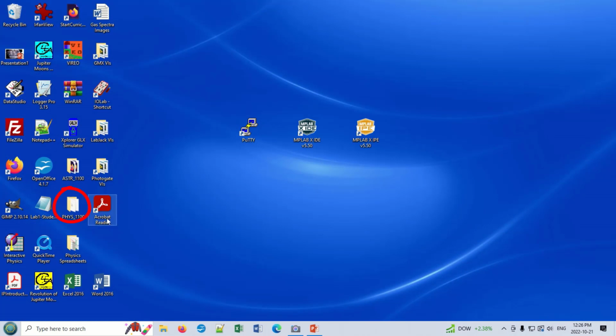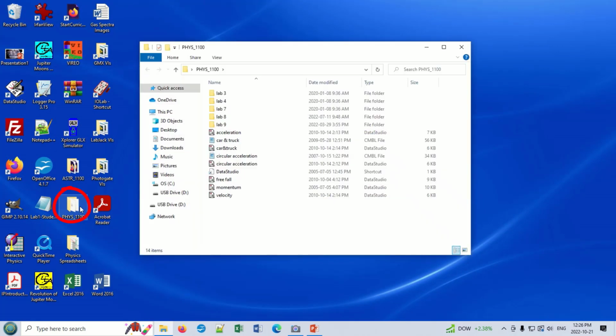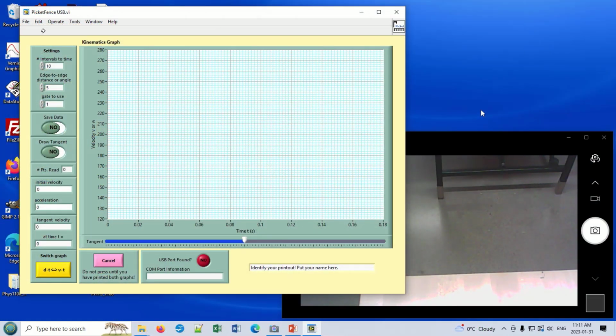So you open up the Physics 1100 folder on the desktop, and you want the freefall program this week. Now I've shown you how to physically do the freefall experiment, and now I'm going to show you the program that we use. To begin with, I want to warn you that this program is a little more complicated than it should be, but it does what we need it to. It may be called picket fence rather than freefall, but either way, it's the same program.